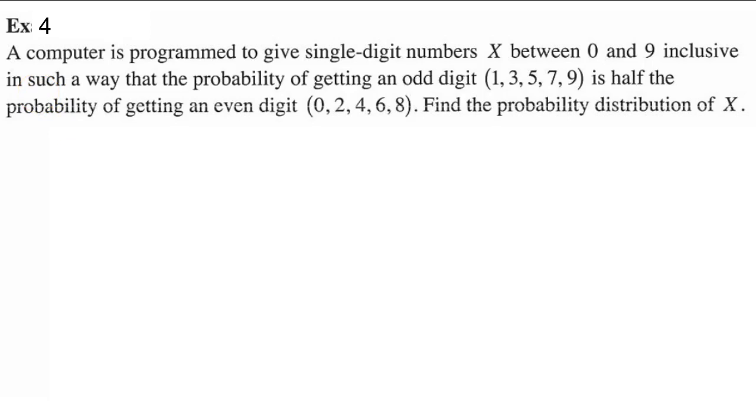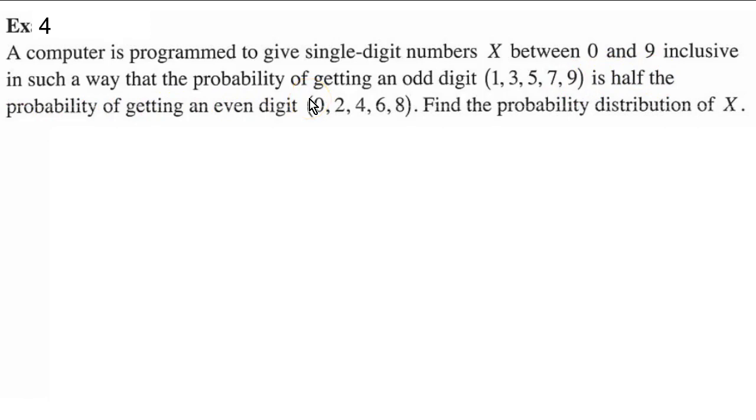Now, in example number 4, a computer is programmed to give single digits, and that variable we're looking at we're calling x, and the digits are going to be 0 and 9 inclusive. So that means it's going to be 0, 1, 2, 3, 4, 5, 6, 7, 8, and 9. Now, it's going to be set up in such a way that the probability of getting an odd number, 1, 3, 5, 7, and 9, is half the probability of getting an even number, 0, 2, 4, 6, and 8.